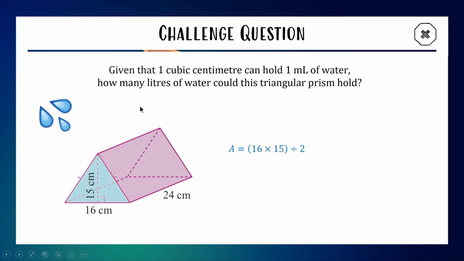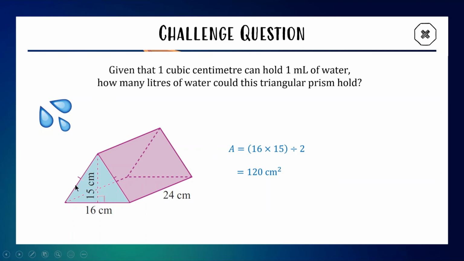Okay, here we go. So we're going to start off with finding the area of the blue triangular face. So once again, we need to do the base multiplied by the height, and then we need to cut it in half. So 16 times 15 is a pretty big number. We get 240, and then we cut it in half, and we get 120. So the area of the front triangle, 16 multiplied by 15, cut in half, is 120 square centimeters.